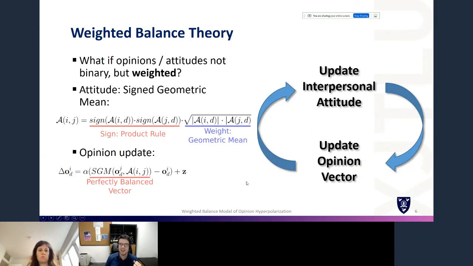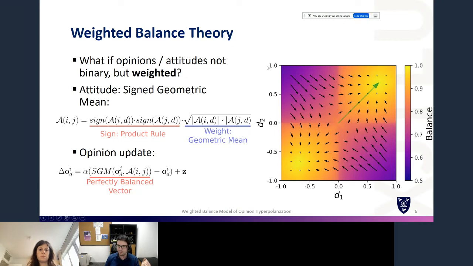So basically, what we have is this kind of loop. Two agents, if they meet, would first update their interpersonal attitude towards each other, and then update their opinion vector. And then if they meet again, this, of course, would lead to a slightly different interpersonal attitude, which again would update the opinion vector, and so forth and so forth. And we can also visualize this in this form.